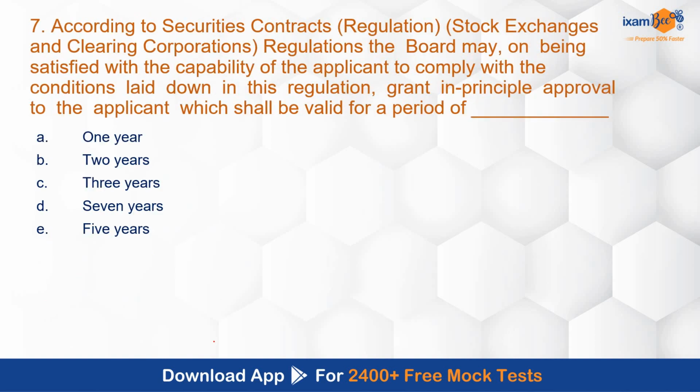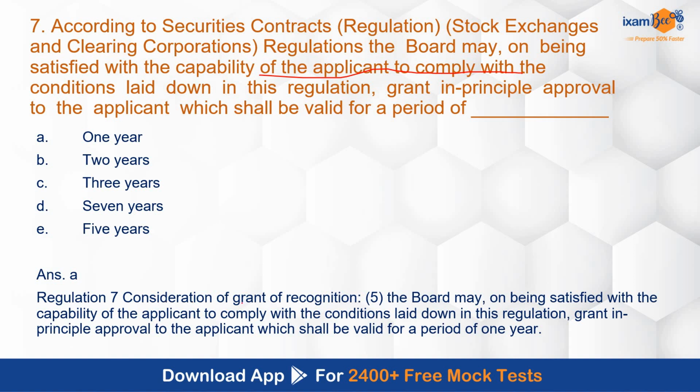Question 7. According to the Securities Contract Regulation, Stock Exchange and Clearing Corporation Regulation, the board may, on being satisfied with the capability of the applicant to comply with the conditions laid down in this regulation, grant in principle approval to the applicant, which shall be valid for a period of, the correct answer is A, 1 year. In principle approval to the applicant will be valid for a period of 1 year as per Regulation 7, Consideration of Grant of Recognition.